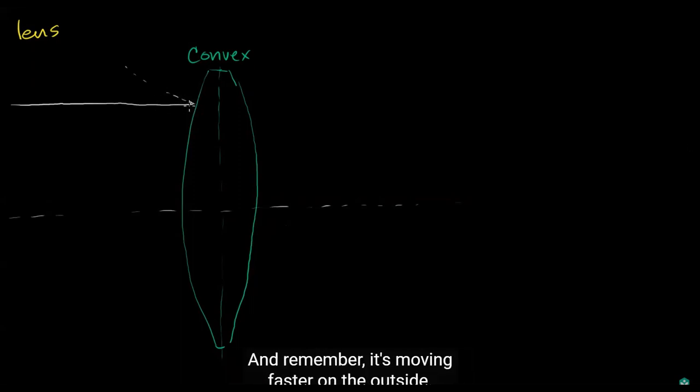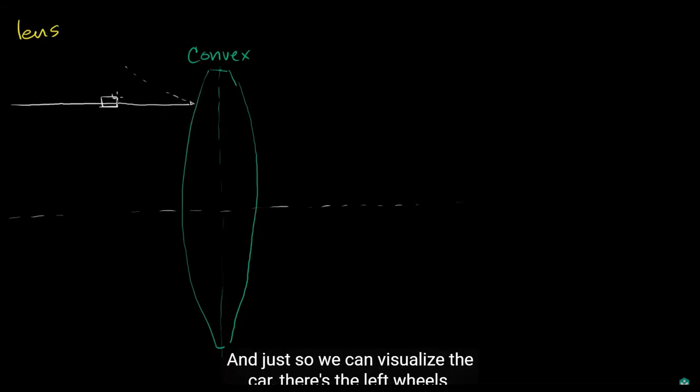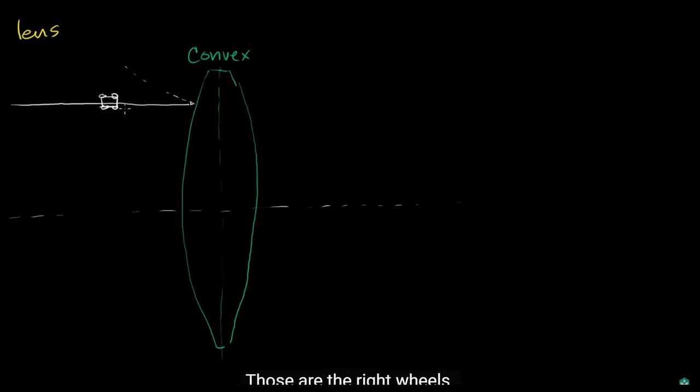And remember, it's moving faster on the outside. Or actually, I should say, no, the top side of the light, if you imagine the car analogy, is going to be able to stay out of the lens a little bit longer than the bottom wheels. Or if we go with the direction of the light, the left side of the car is going to be able to, and just so we can visualize the car, there's the left wheels, those are the right wheels. The left wheels are going to be able to stay out a little bit longer and travel faster a little bit longer. And so, this is the perpendicular again, it will be refracted. It will be refracted downwards like that a little bit.